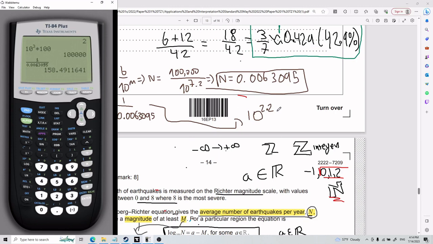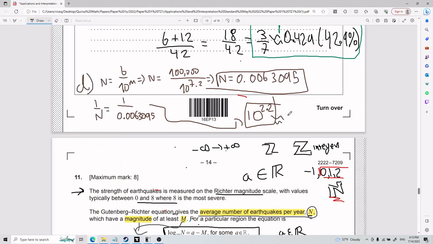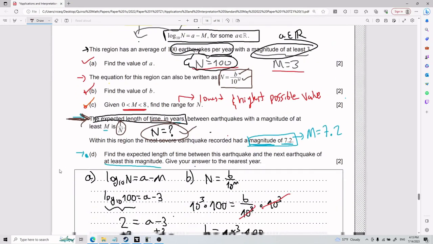You can plug this in again and it's going to give you the same number. I just wanted to show it because some calculators give it differently. But there it is, it's basically the same number. You're good to go. This is basically 158, 3 significant figures, which is 158 what? 158 years. So that is for part D.